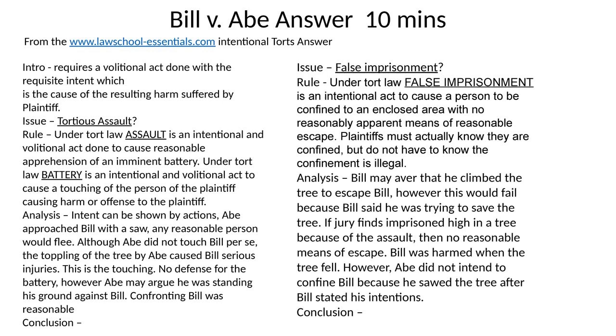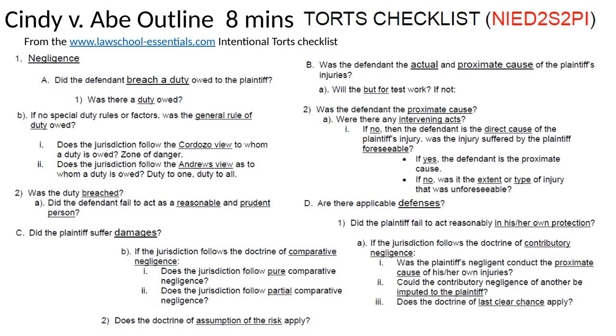Okay. And you're going to need to make a nexus between Bill falling down and Abe cutting the tree. That's very important. Like I said, false imprisonment. You might briefly go over it and then dismiss it because he had no intent to hold him there. So it's 10 minutes to write your answer. Okay. And you could go back, you could pause and take a look at this.